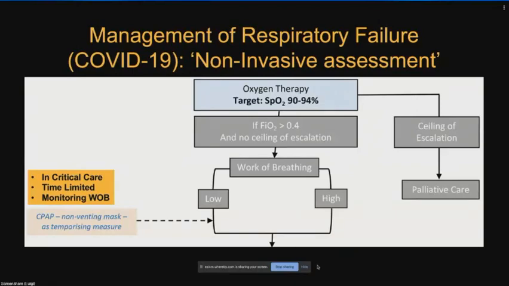Now, if the work of breathing is high, then it's very clear that this patient needs to be treated more aggressively because they might have a more fulminant disease, more hyperacute disease. I'll speak about this later on. Or if the work of breathing is low, a time-limited use of, for example, non-invasive CPAP or staying on oxygen can be more prolonged. But I would say this has to be time-limited and with strict monitoring of work of breathing.